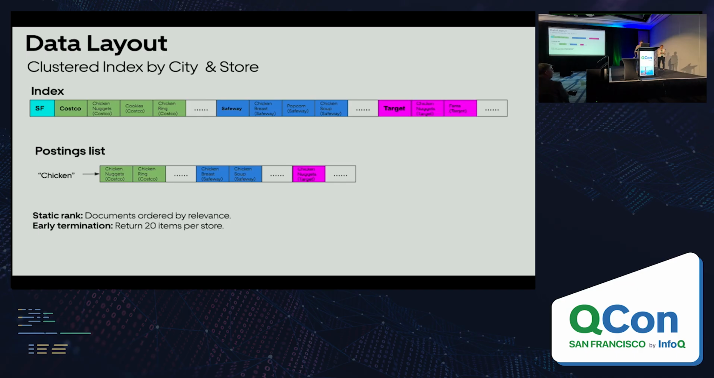The other benefit that we get, from the business point of view, is that it gives us diverse results, right? Your results are not coming from a single store. You also cover all the stores in the search space. So that's the main advantage of this layout.